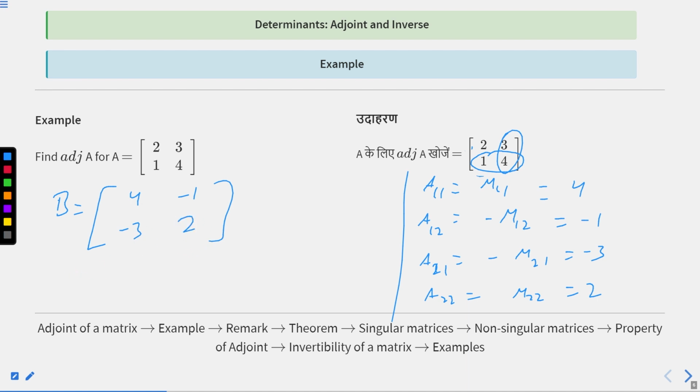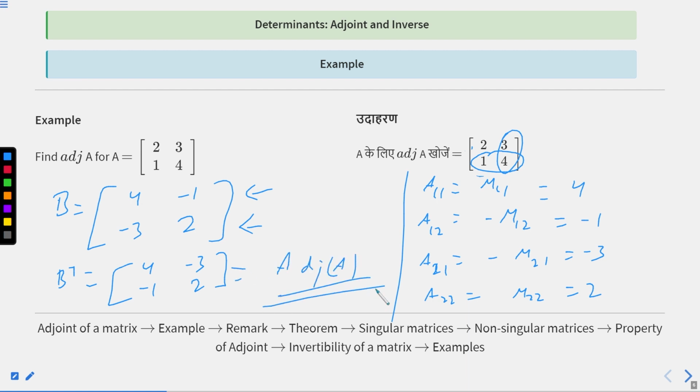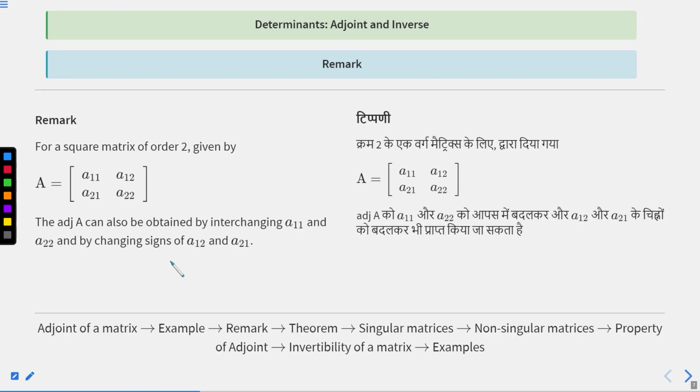Now transpose it. B transpose will be: this row turns into a column, and this row turns into a column. So this will be your adjoint of A: 4, minus 3, minus 1, 2. Clear?